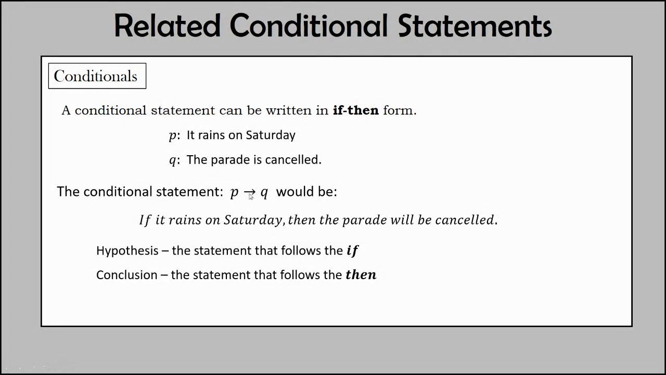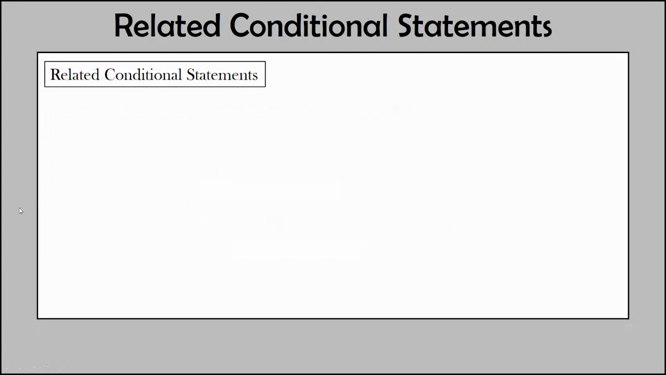So it's P implies Q is how we write it with notation. And then we can logically determine if this is true or false, and we'll look at some of those today as well. But we're going to look at conditional statements today, and also how to write them and identify the parts of them, and then work with some of the related conditional statements.